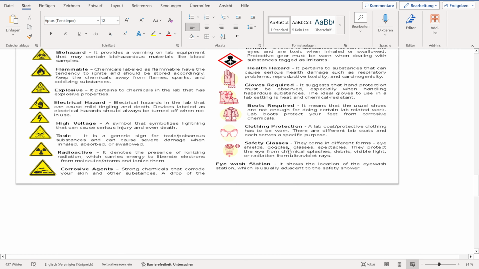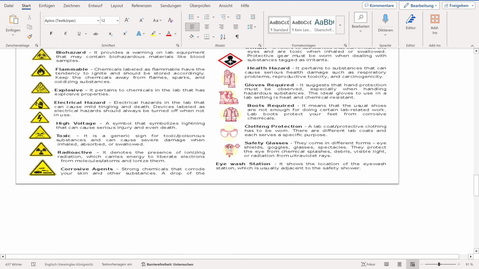Okay, then we have the next safety symbol here. You can see goggles, the glasses. These are safety glasses. They come in different forms. They are eye shields, goggles, glasses, spectacles. They protect the eye from chemical splashes, debris, visible light, or radiation from ultraviolet rays.